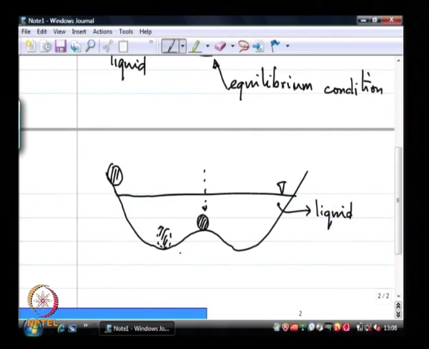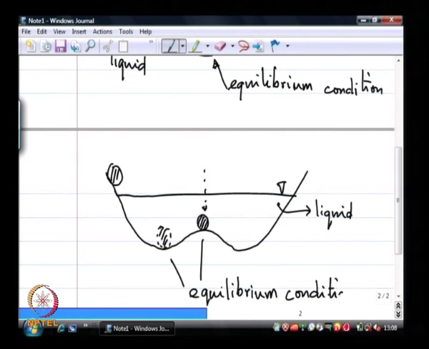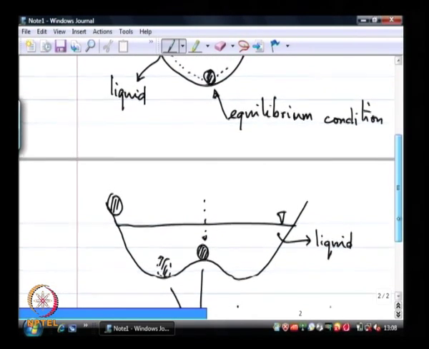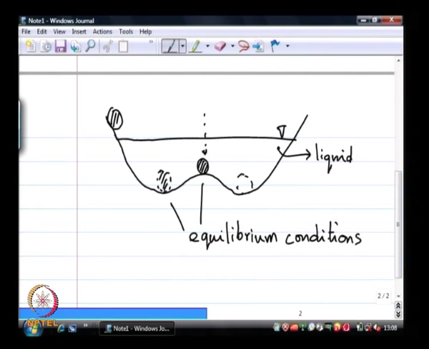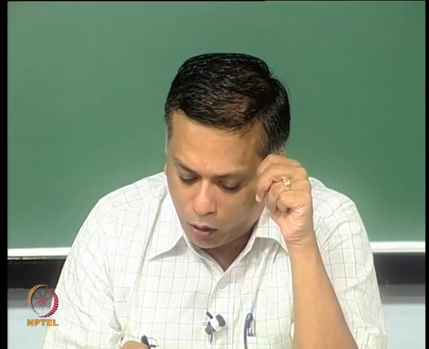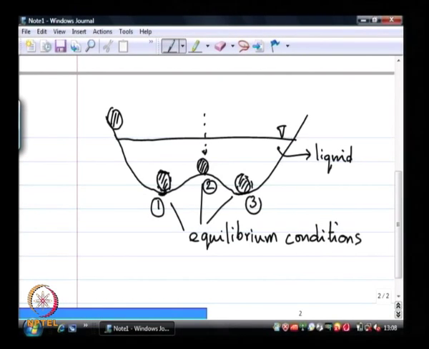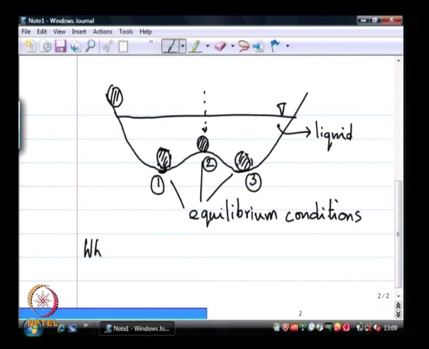That is quite possible. Now, these two are both equilibria. So, the previous was a case where there was only one equilibrium condition, whereas here is a case where there is more than one equilibrium condition. In fact, if I want to be precise, there are three equilibrium conditions. Okay. So, what is the difference between this equilibrium condition and these two equilibrium conditions and the one where the ball is sitting on top?